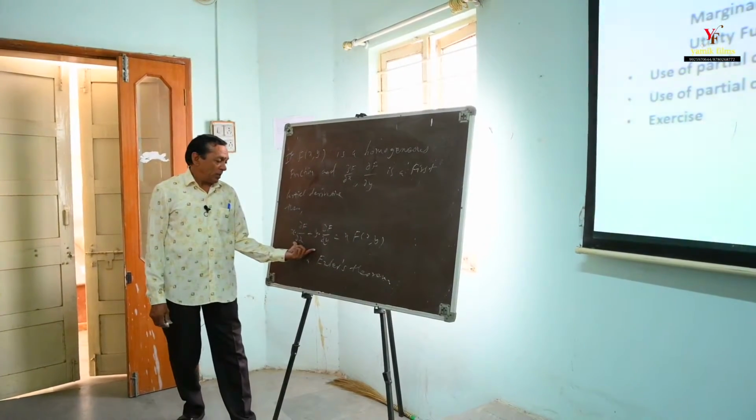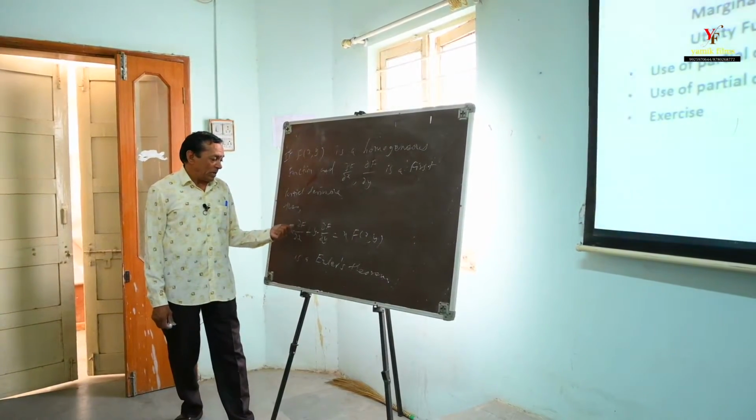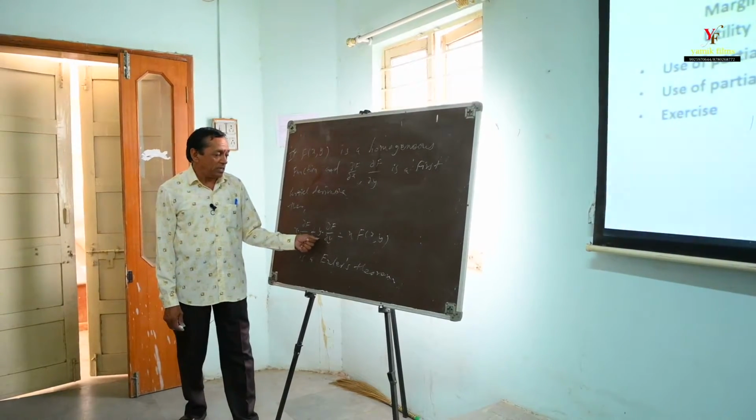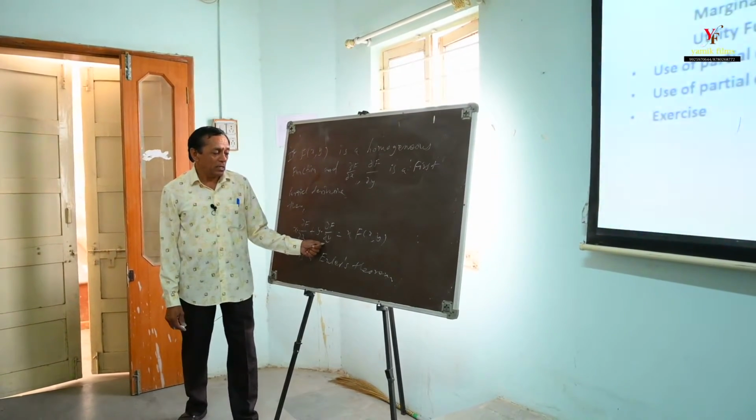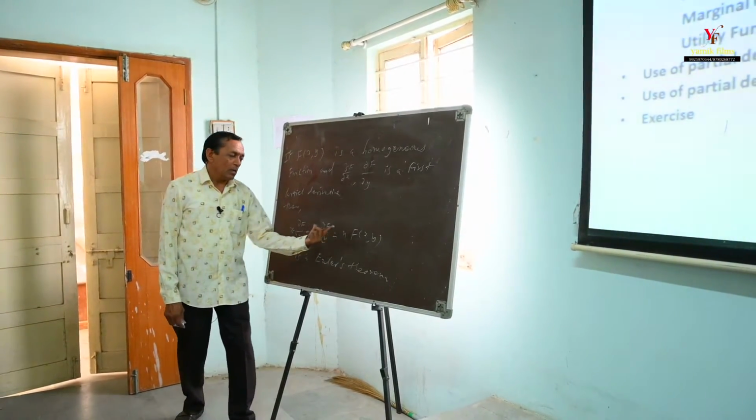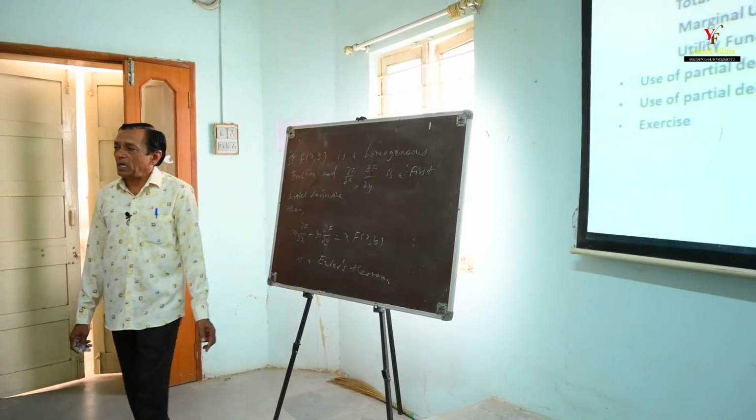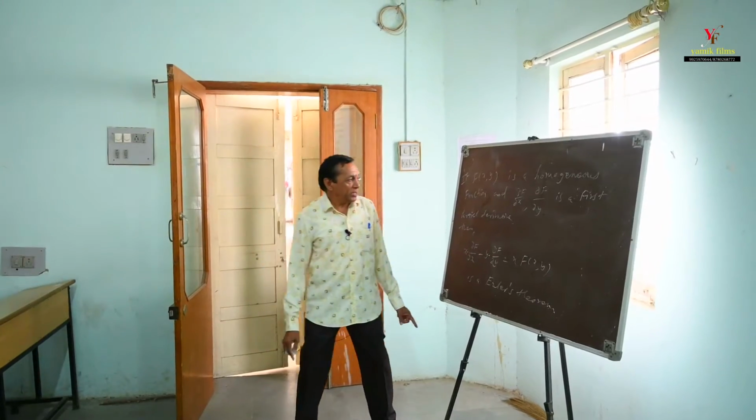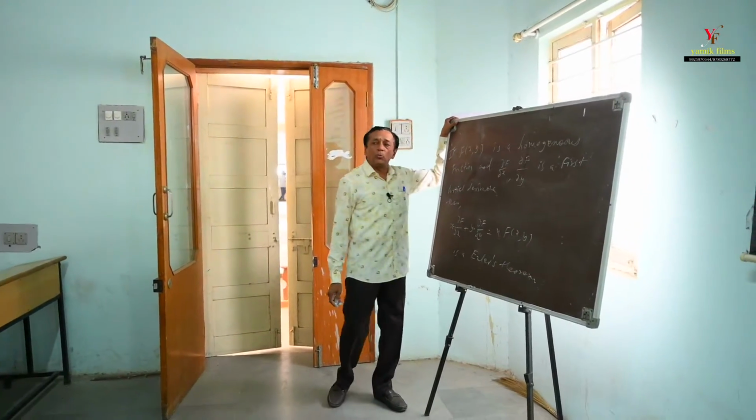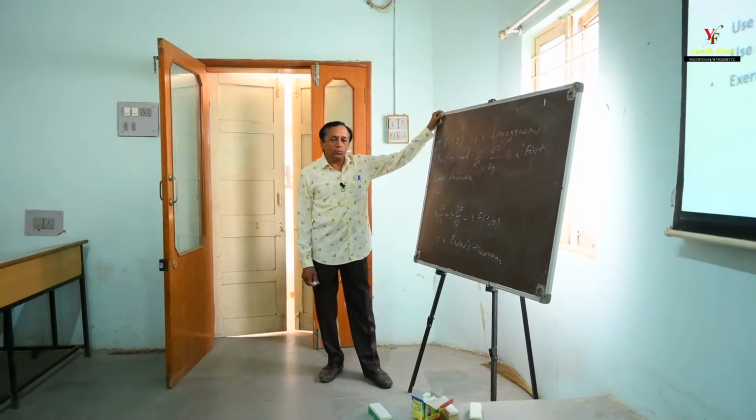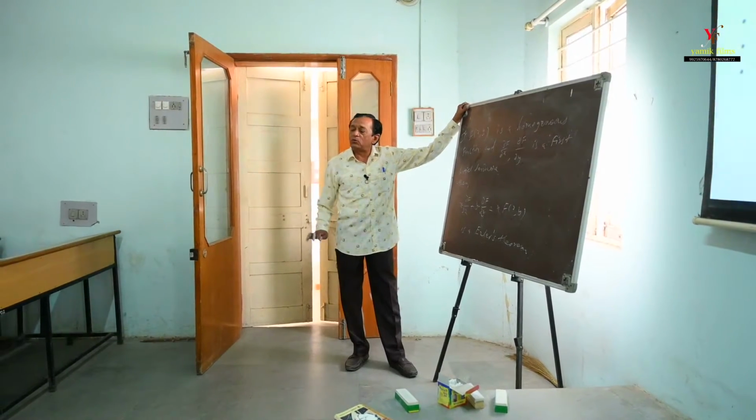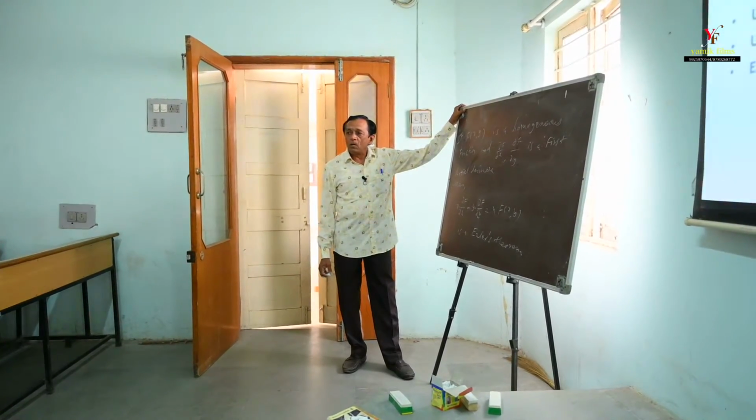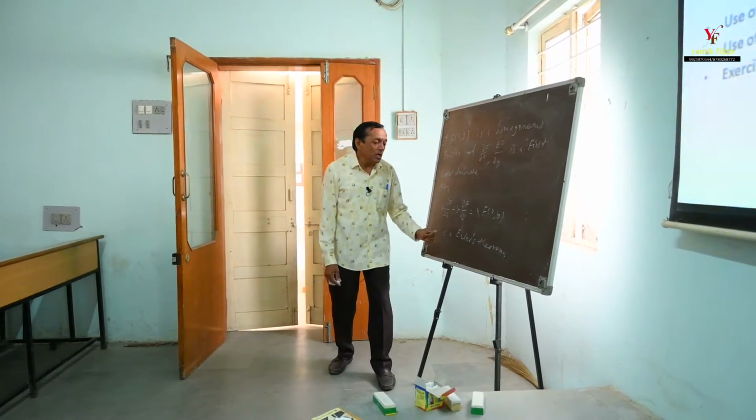The left side is x ∂f/∂x + y ∂f/∂y. The right side is n and the original function f(x,y). If both are equal, then the given function is homogeneous, and for a homogeneous function we have to prove the Euler theorem.